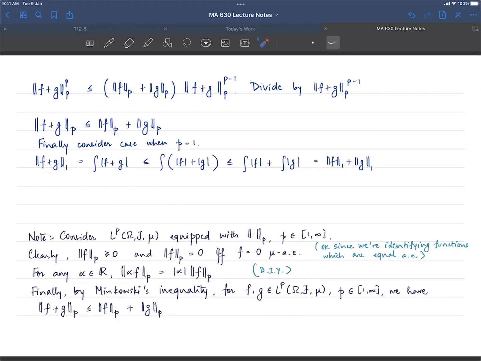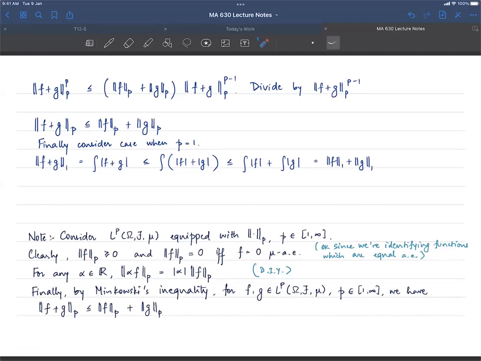But because we are identifying functions which are equal almost everywhere, the function which is 0 almost everywhere is your 0 vector. The 0 vector is not the function which is 0 everywhere. It is all functions which are 0 almost everywhere. And this is okay since we are identifying functions which are equal almost everywhere. So if there are two functions which agree almost everywhere, we'll say they're the same function. In other words, if some function is 0 almost everywhere, we'll say this is no different from just being 0. All right, so the first property of a norm is satisfied.